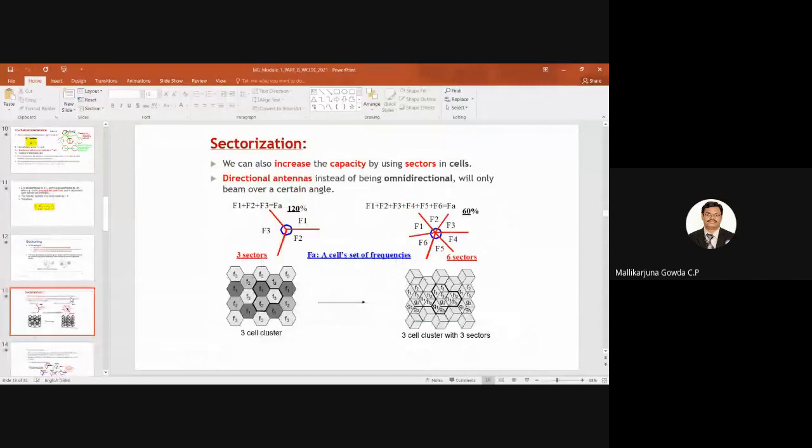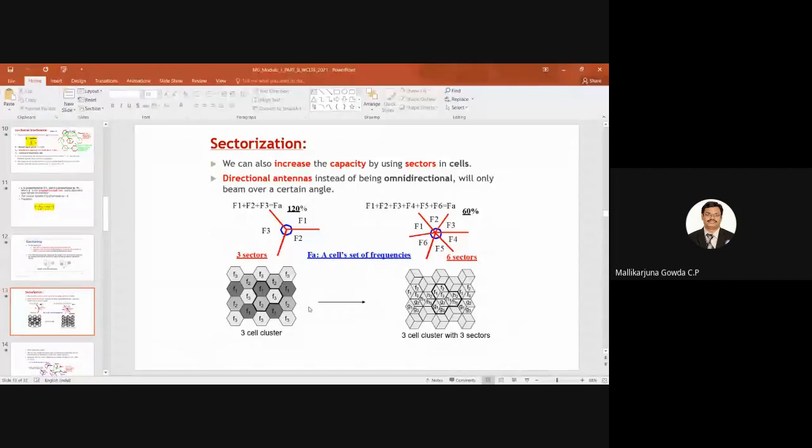Yeah, the same thing I repeated here, whatever I said in the previous slide, for better clarity. I don't know whether that figure was visible or not in the previous slide. As I said, we can increase the capacity by using sectors in the cell, right? That is possible with the use of directional antennas instead of omnidirectional antennas.